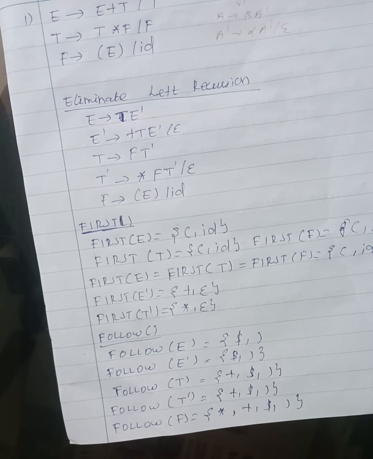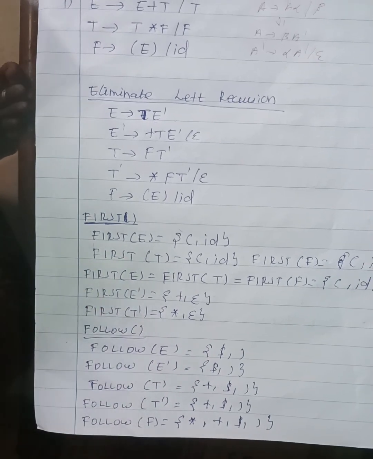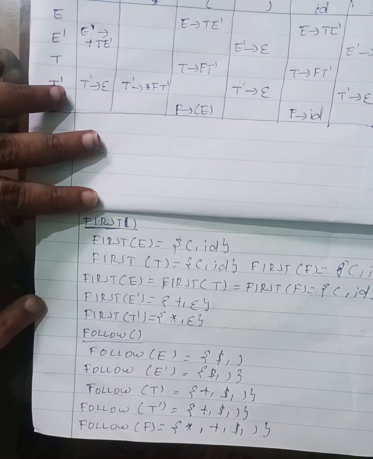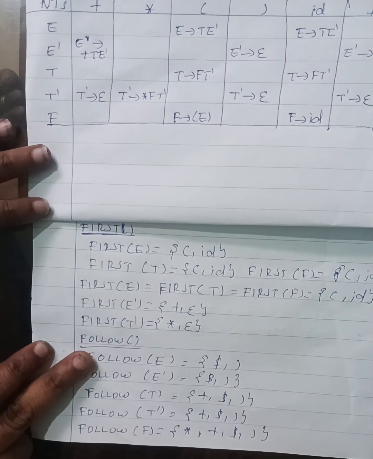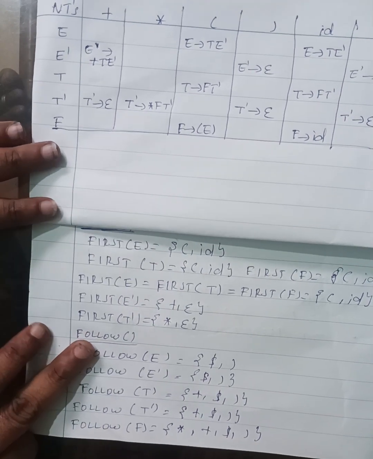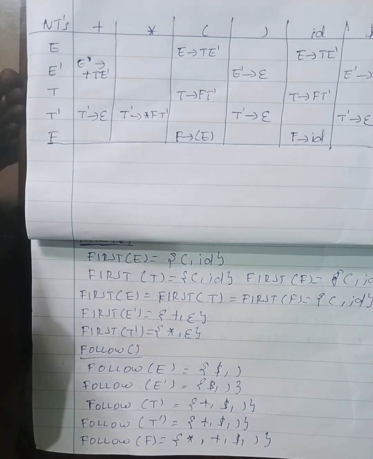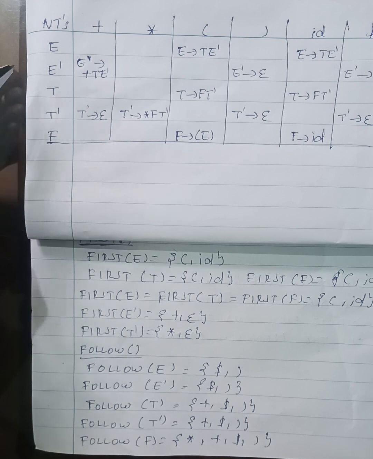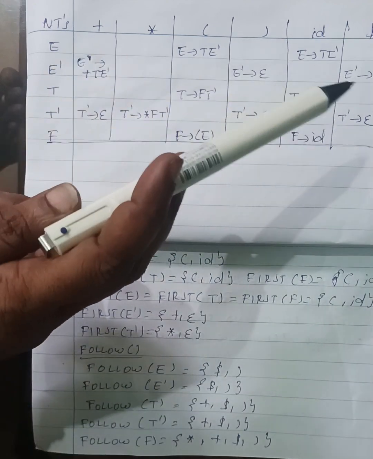So now we have to move to the predictive parsing table. Now we have to construct the predictive parsing table. This is the predictive parsing table. All the rows are non-terminals and the columns are terminals. All the non-terminals available after elimination of left recursion, I have written as rows, and all the terminals in the given grammar, I have written as columns.